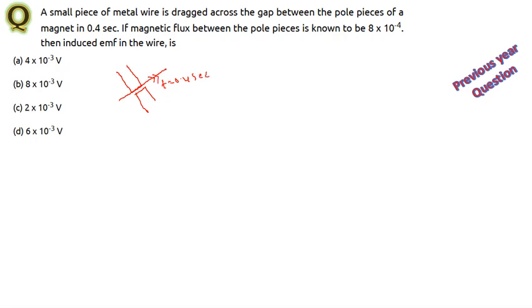Once you drag the wire, the magnetic flux between the poles is known to be 8 × 10^-4. So what is the induced EMF? Now, according to Faraday's law of electromagnetic induction, the induced EMF, epsilon, is equal to the rate of change of magnetic flux.